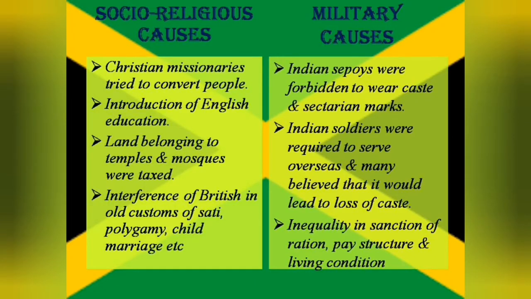Then military causes. There was a great degree of inequality of treatment between Indians and European troops. Even a newly recruited English officer considered himself superior to the Indian Subedar who served under him. Low salaries and ill treatment meted out to Indian sepoys shook their loyalty to the British and to the army they had set up. They were forbidden to wear caste and sectarian marks.